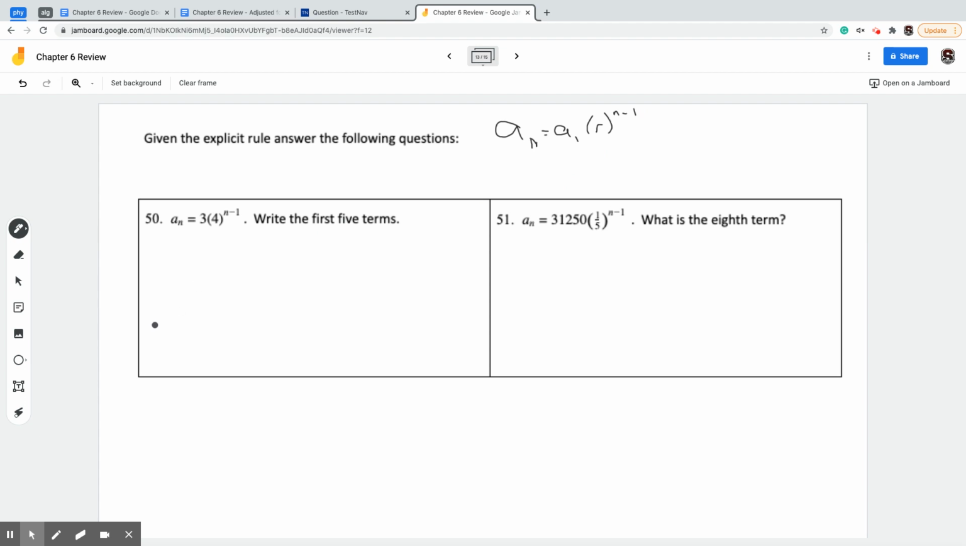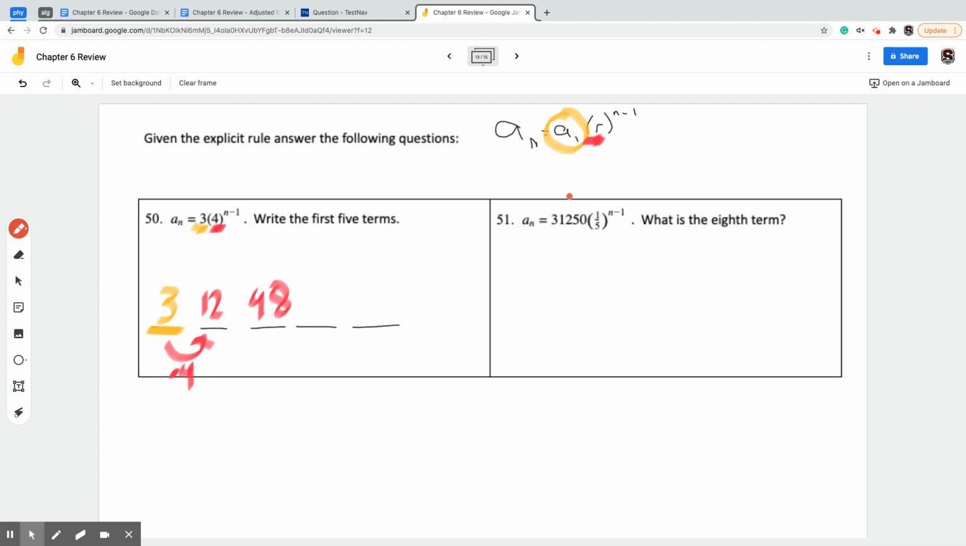So write the first 5 terms. So I should see 5 blanks. And there are 2 strategies to finding this. Either you identify that, oh, this is a sub 1, which is my first term. So the 3 simply goes first. And then my r, which is my multiplier, is 4. To get the next one, I times by 4 and get 12, and then 48, and so on.